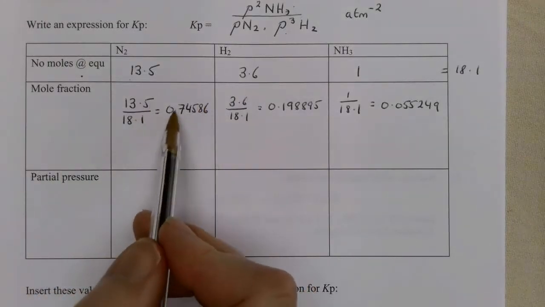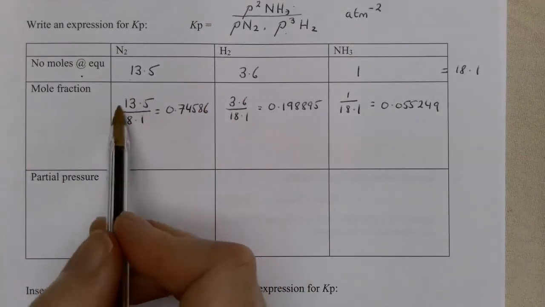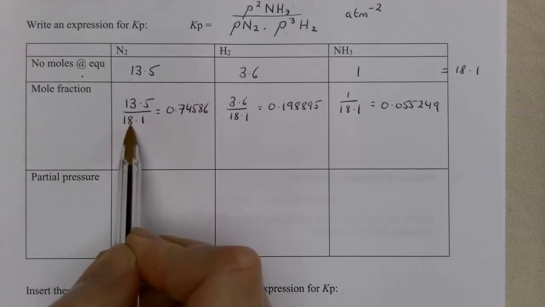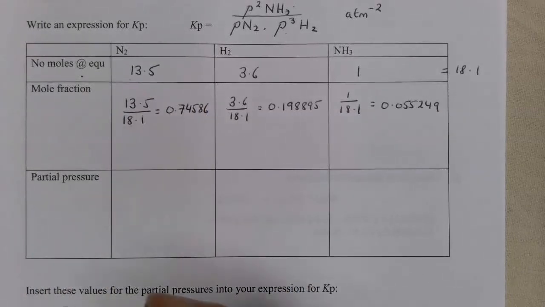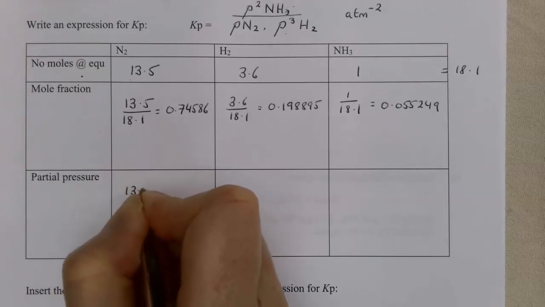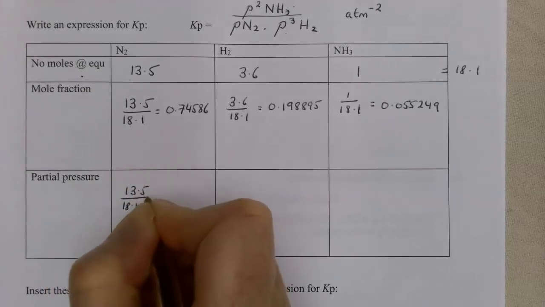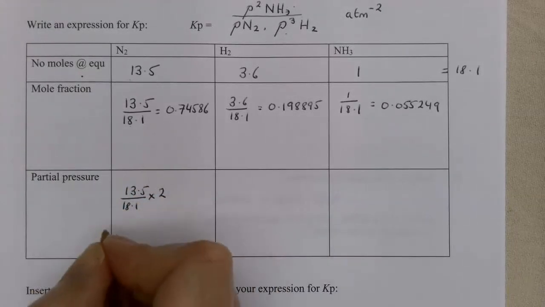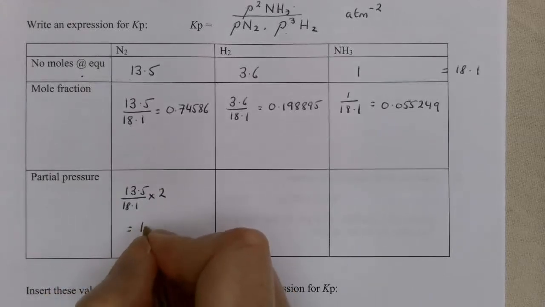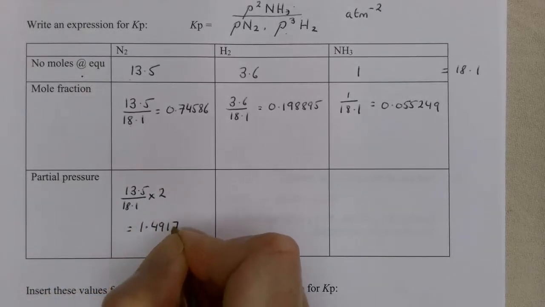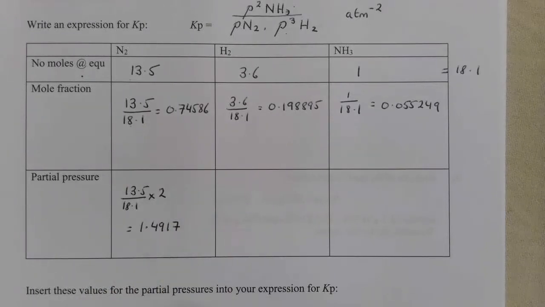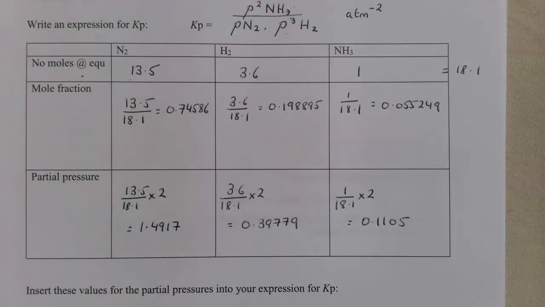So rather than putting this number in my calculator, I'm going to keep this number. I'm going to put this number back in my calculator, and I'm going to times it by the total pressure, which is 2. So I've got 13.5 over 18.1 times by 2, and that will give me my partial pressure, which is 1.4917. Try not to round too much until you get to the end point. So we're going to keep a large number of significant figures here, so we don't introduce rounding errors. And I've worked out the hydrogen and the ammonia in the same way.